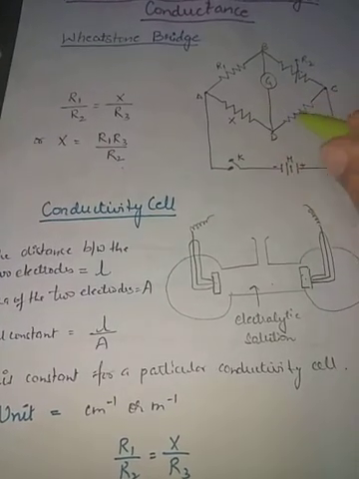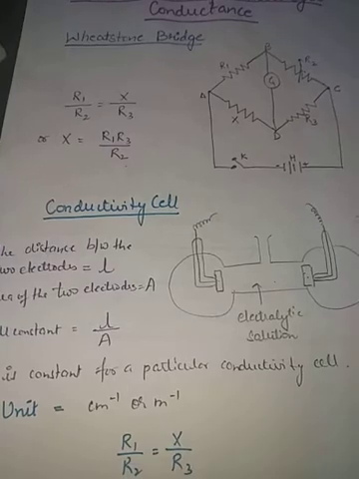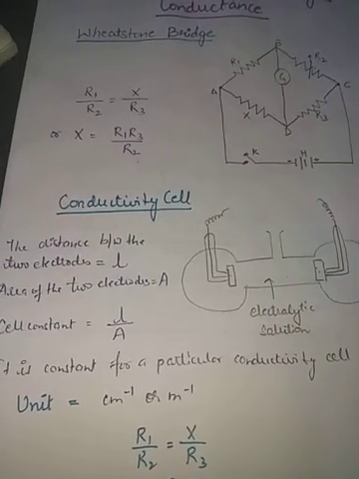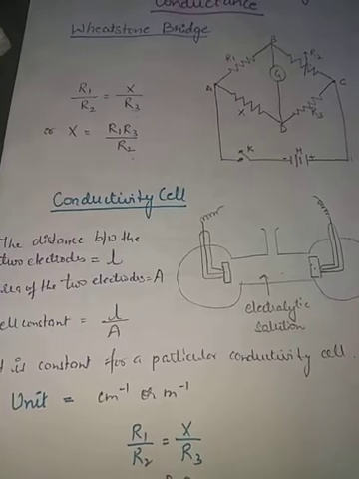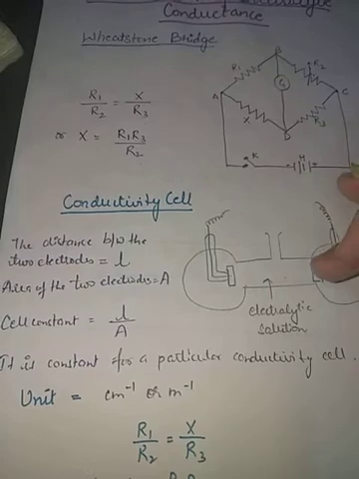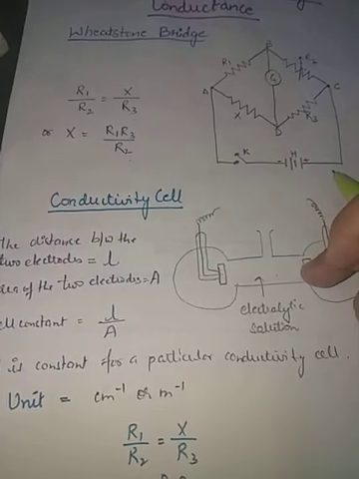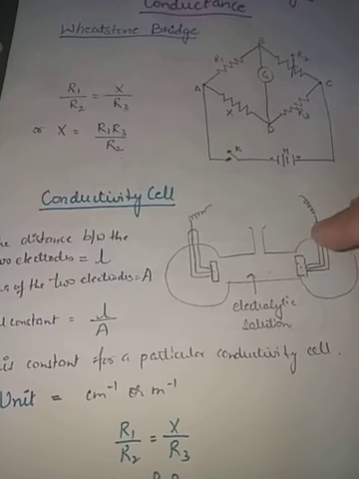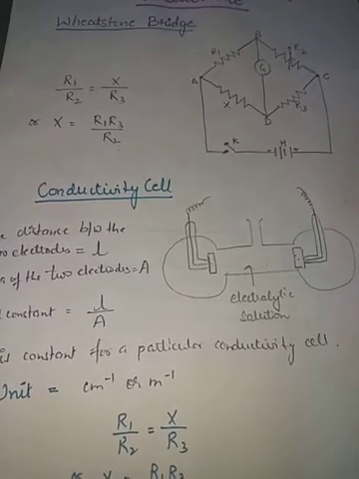Now the resistance of an electrolyte solution is measured with the help of the Wheatstone bridge and conductivity cell. This is the conductivity cell and this is the Wheatstone bridge. With the help of these two, we'll measure the electrolytic conductance. Electrolytic conductance, capital C, is the opposite of resistance, and we'll calculate it.